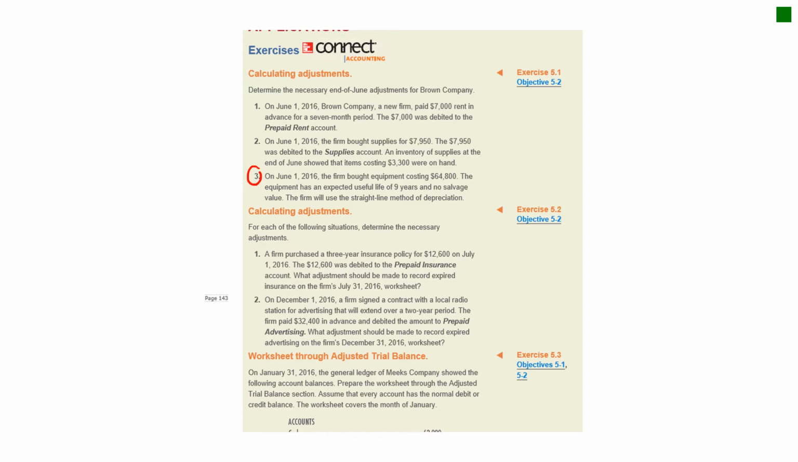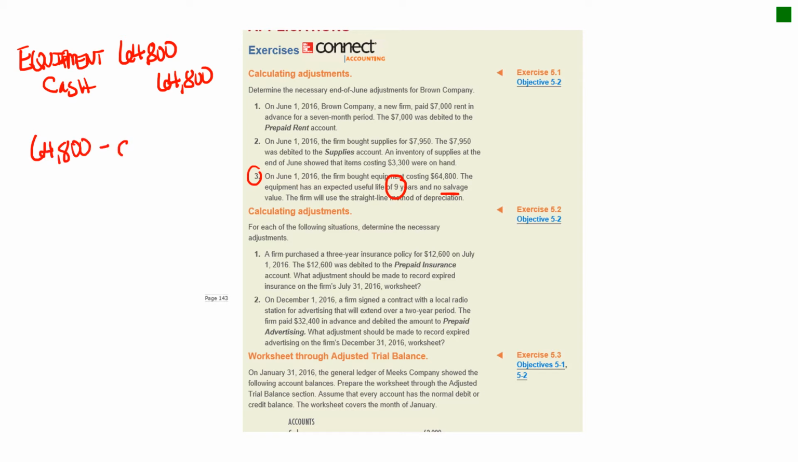Number 3 says June 1st, they bought some equipment, cost $64,800. Again, I'll give you the original entry. Equipment would be debited for $64,800. They would have credited cash for $64,800. Then they give you the life of this is 9 years with no salvage value. Under the straight line method, to get the amount of expense, you take $64,800, which is the cost. You subtract out 0 because that's the salvage value. And in this case, it's 9 years.